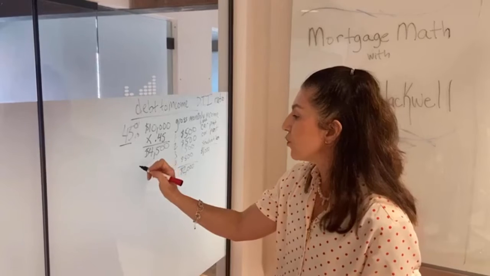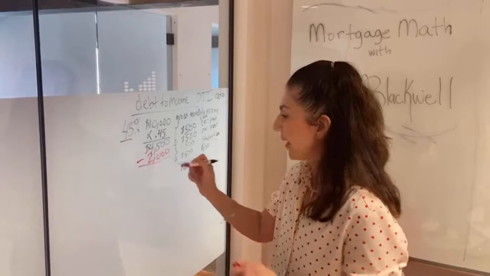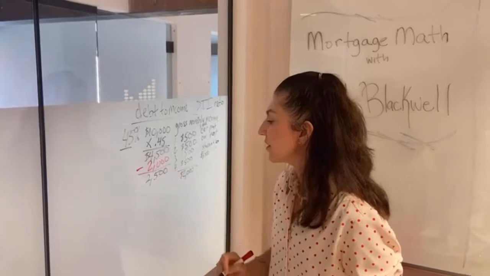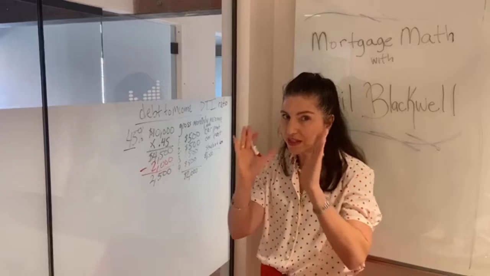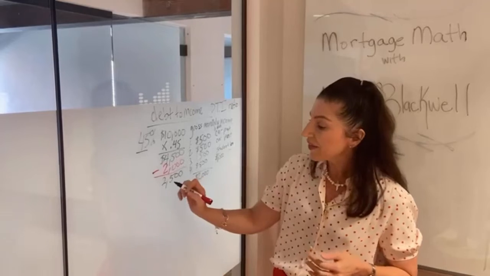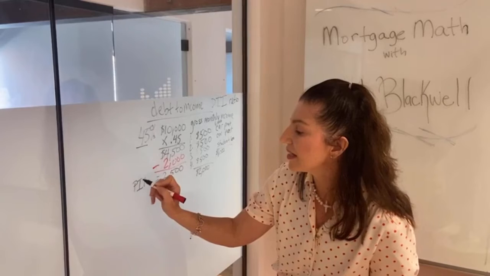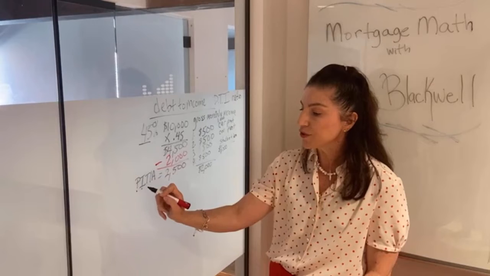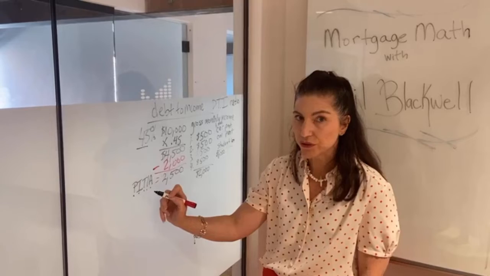But we know we have $2,000 in existing monthly payments. That leaves us $2,500 for a mortgage payment. And again, I'm going to keep things really simple. I happen to know, because I do mortgages, that this payment is being referred to as the PITIA payment, which is principal, interest, taxes, insurance, and association dues.